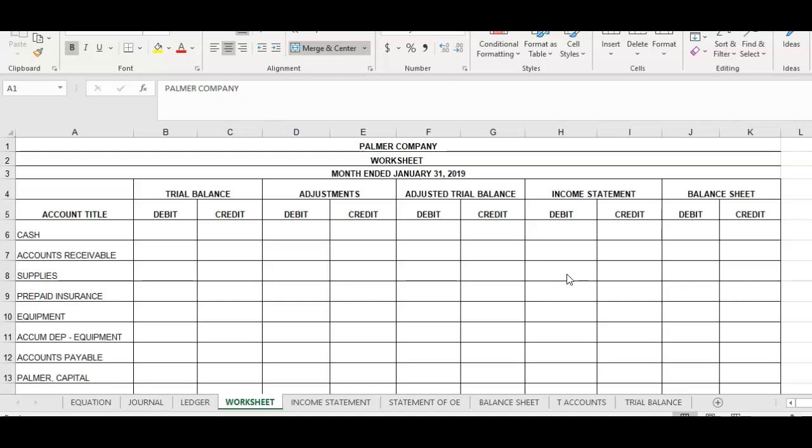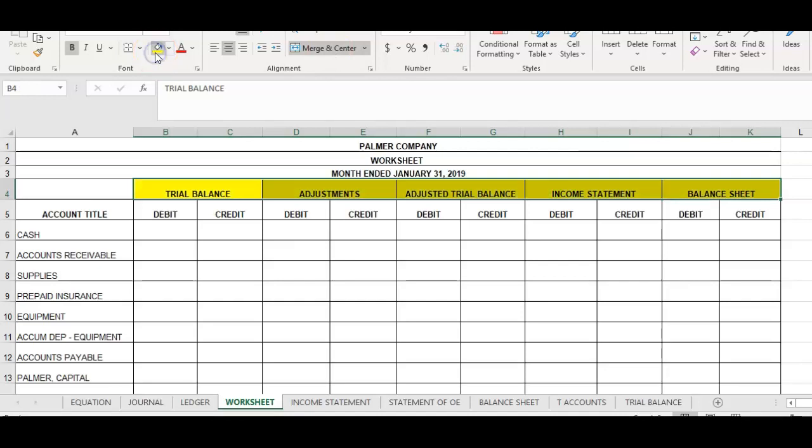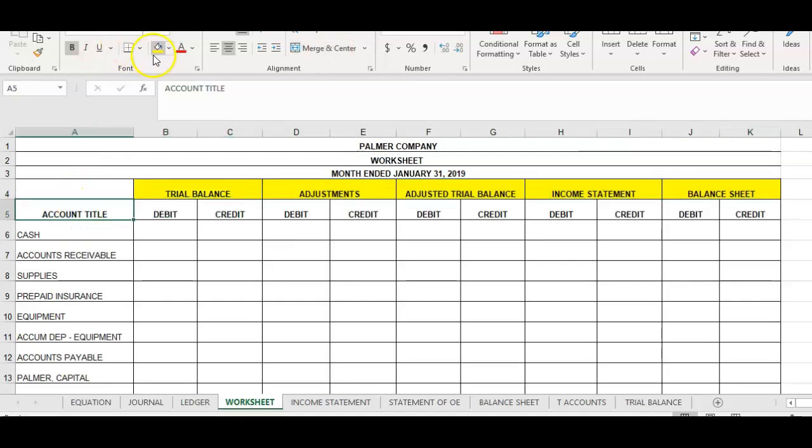We're going to talk about the different sections of the worksheet. We'll first take a look at the different sections here that I'm going to highlight for you. The trial balance section, the adjustments, adjusted trial balance, the income statement, and the balance sheet.